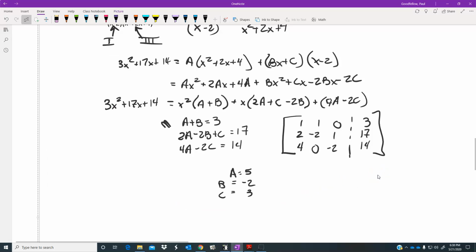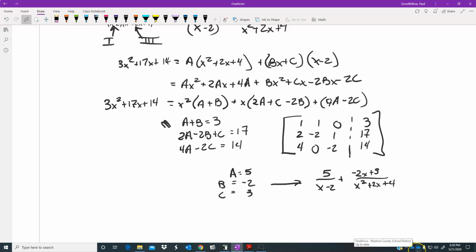All right, now again, remember that if those answers were being plugged into your MathXL, that'd be something like 5 divided by x minus 2, and they may even use a minus in between here. You're going to have to read real carefully on where you put these in. I'm going to put a plus right here and put -2x plus 3 over x squared plus 2x plus 4. And that would be correct.